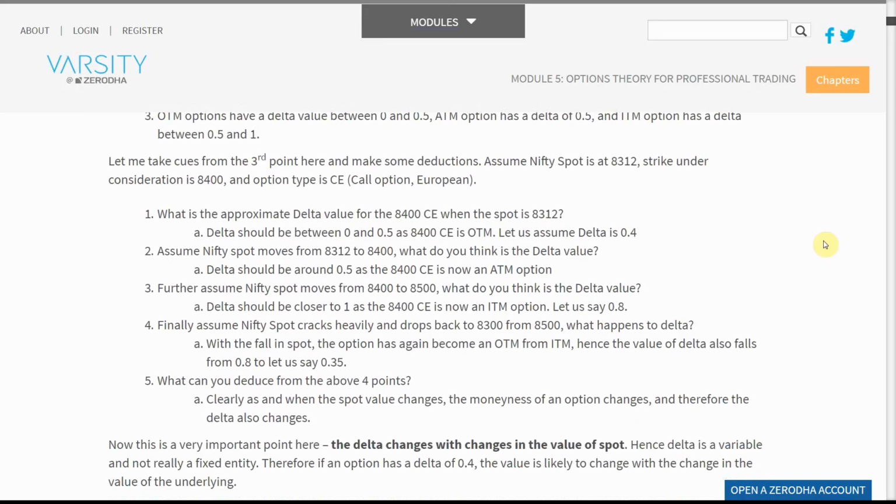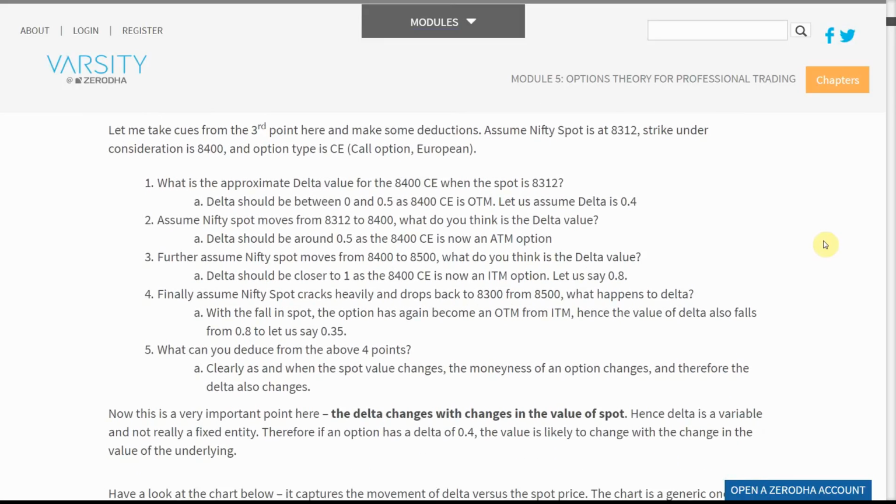Assume Nifty spot is at 8,312. Strike under consideration is 8,400, and option type is CE, call option, European. What is the approximate delta value for the 8400 CE when the spot is 8,312? Delta should be between 0 and 0.5 as 8400 is OTM. Let us assume delta is 0.4.